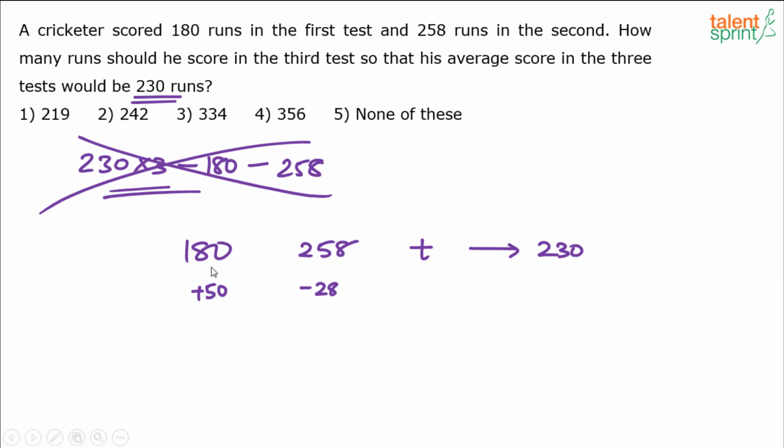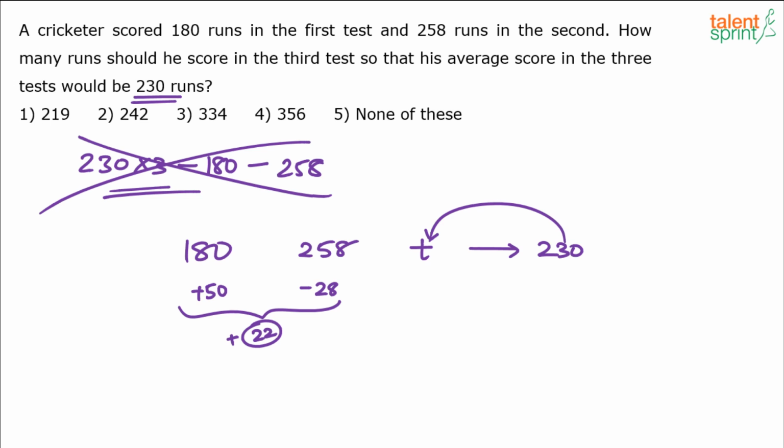You're able to follow? The first person was supposed to take 230. He has taken only 180 rupees. How much did I save? 50 rupees have been saved here. Yes or no? 230, only 180 was given, 50 rupees saved. But this person took more. How much more? 28 rupees more. What is the balance that I have? 50 minus 28, 22. Yes or no? Plus 22. Now this plus 22 should go to whom? To the third person. Third person is supposed to have 230 plus 22.